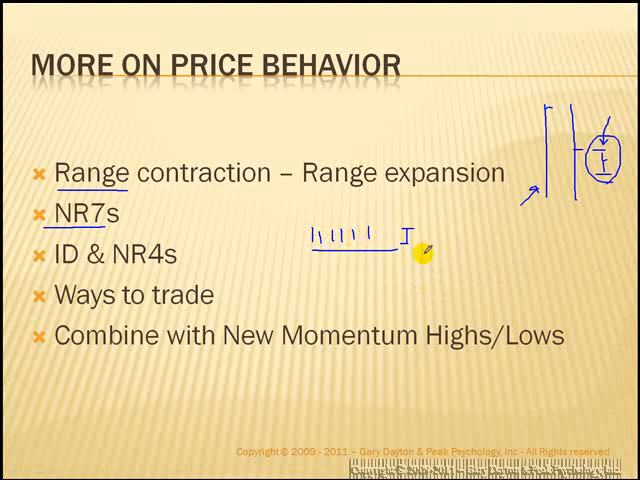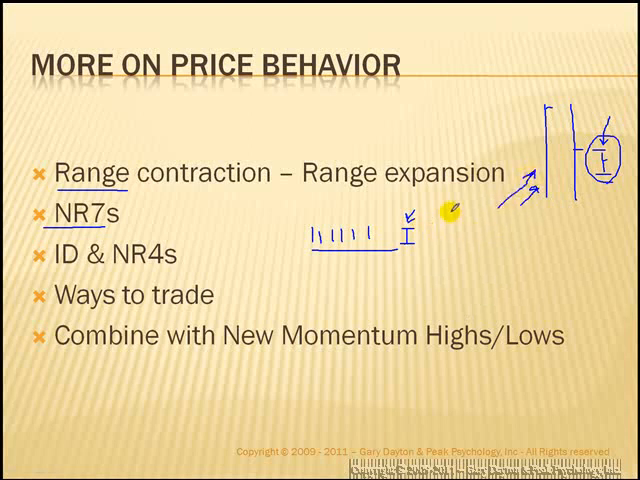Okay? And this is the narrowest range in the last 6 bars. Statistically, that has a good probability. It doesn't always happen. Okay? And we'll look at a couple of examples where it doesn't happen. It doesn't always happen. But the odds favor an expansion of range. In other words, one of these days here.